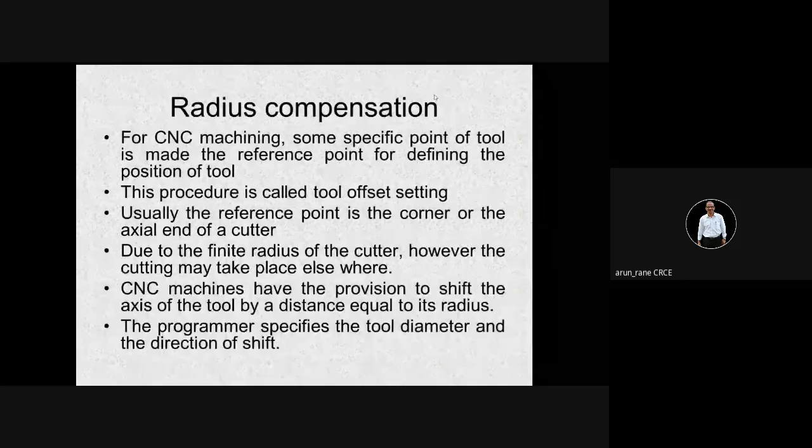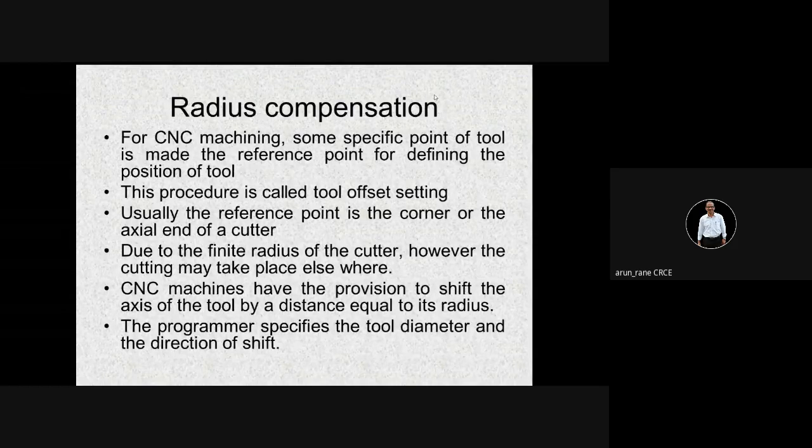Then the machine takes the data from this tool library, which is also called the tool offset page, and it calculates the position of the tool accordingly. It reads the programming instructions, it remembers the tool diameter from the tool library, and accordingly it positions the tool. That is what is called offsetting the tool, and that is the tool offset.